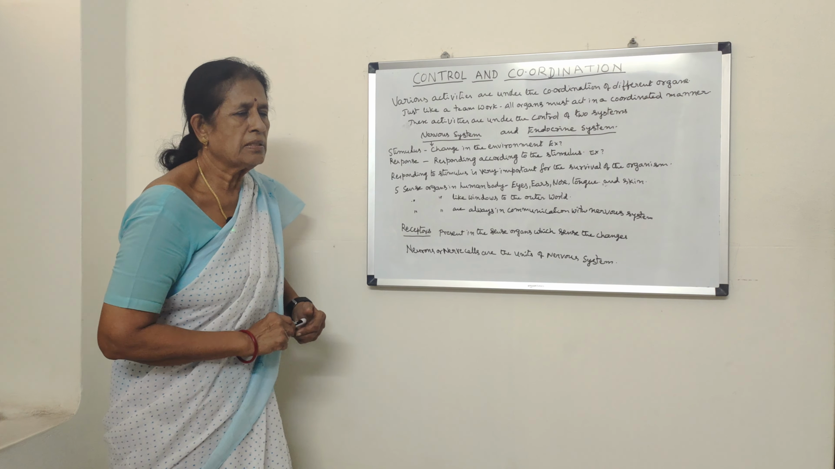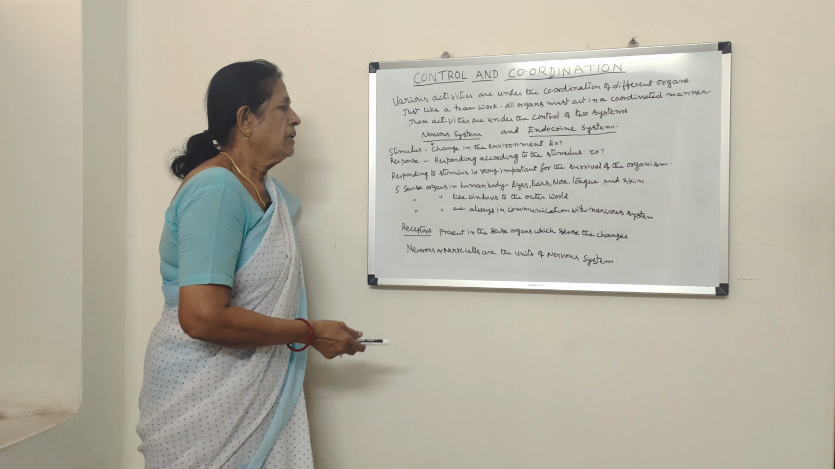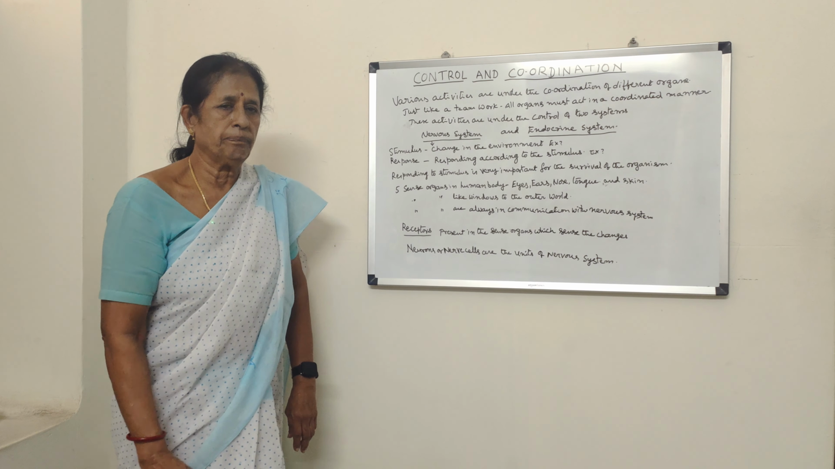Responding to a stimulus is very important for the survival of the organism. That means according to the situation, according to the change in the environment, the organism has to respond. Suppose a cat is chasing a mouse. So this mouse has to run fast. The stimulus is the cat approaching the rat to kill it. So what is the response of the rat? It should run away from that place. That is the response of the rat. So that is how responding according to the stimulus is very, very important for the survival of the organism.